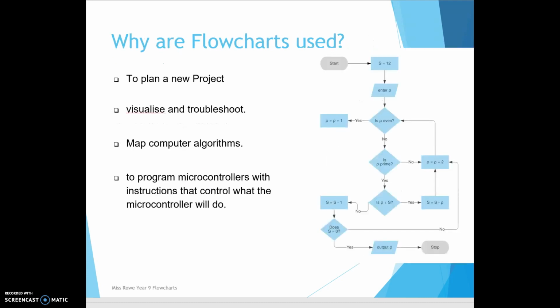Okay. So, why are flowcharts used? This is an example of a flowchart here. This is obviously mapping computer algorithms. They are used to plan a new project, visualize and troubleshoot, and to program microcontrollers with instructions that control what the microcontroller will do. When I showed you a flowchart on its own, I think everyone was a bit confused. But start, S equals 12, well, obviously this S, you will know when you're designing your flowchart what S equals. And same with P. P equals P plus 1, etc. But we're obviously starting easy for now, and then we'll start going on to harder flowcharts. For now, let's keep it simple so you understand and you can go through this yourself.